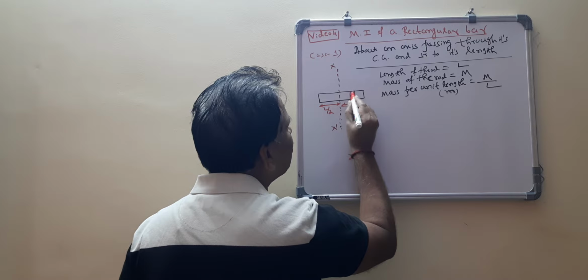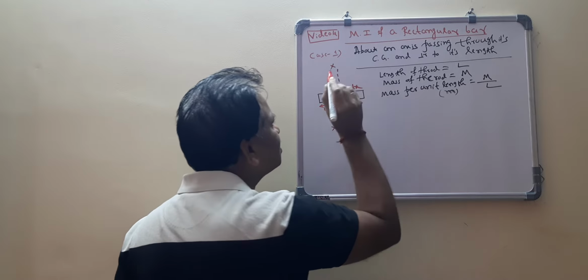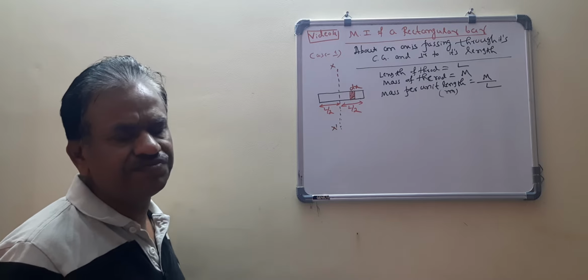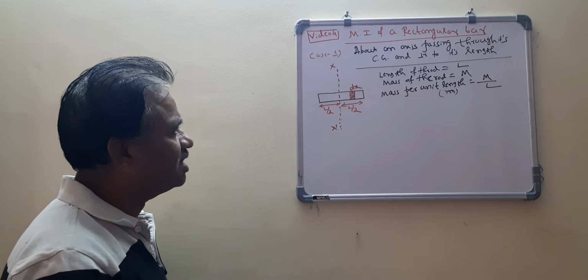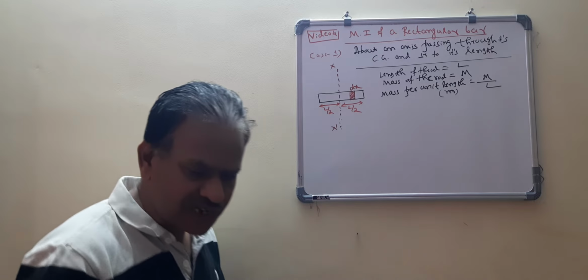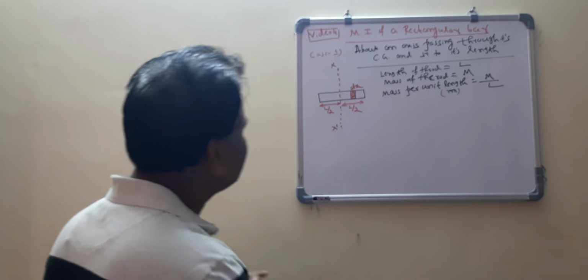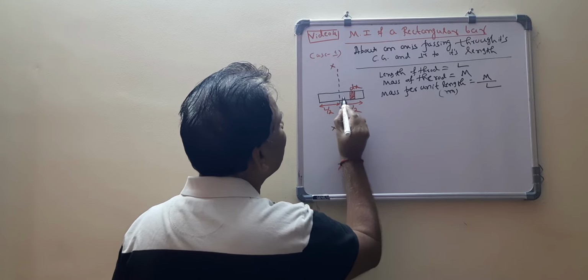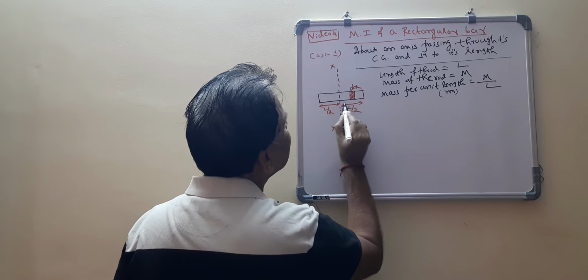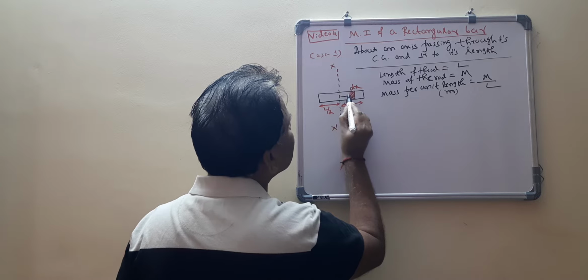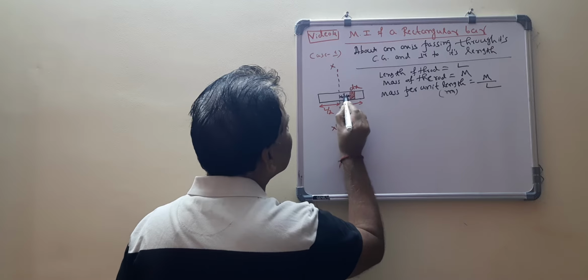This is the small part. This thickness is dx. Now I am considering this rod, and this small part is there. This distance is x.